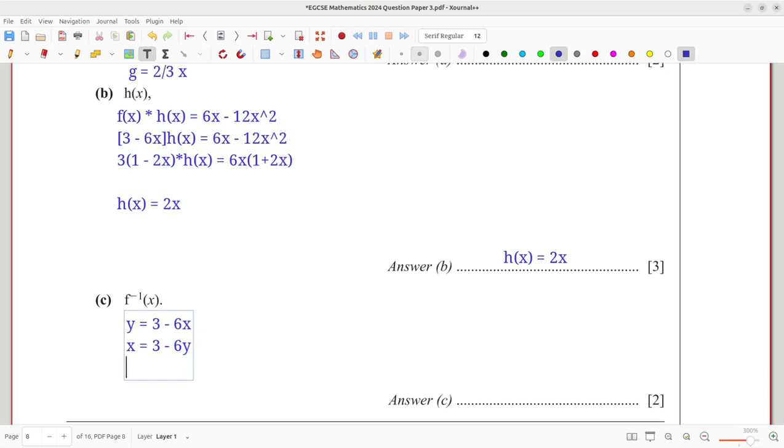We say you put y there, interchange x and y, then you make y the subject. So first things first, let's subtract 3 on both sides. Then your x minus 3 is equals to minus 6y. Divide by minus 6 on both sides, then you are going to get that y is equals to 3 over 6, that's 1 over 2, minus x over 6, and that's the inverse function. You can call it f inverse of x.